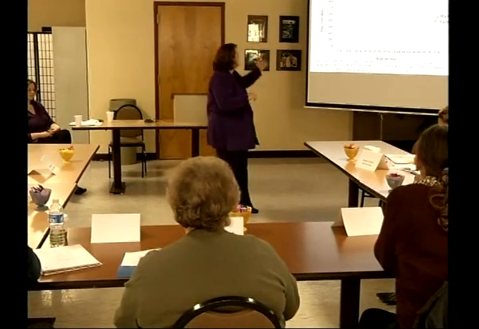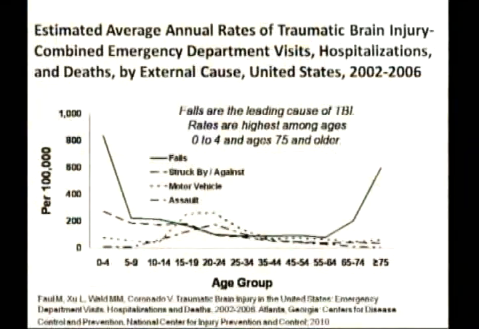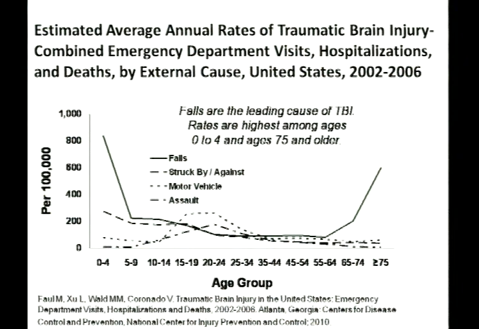Falls again, yeah. So if you go to the next slide, it just shows that. It's kind of divided in a funny way because there's this struck by and struck against category and then an assault category. But if you look at kids 0 to 4, falls are really the number one cause, right? Followed by being struck by or against something, which may in some cases involve abuse, right? Followed by motor vehicle accidents and assault. For teenagers, it's more likely to be a car accident or a fight, an assault.